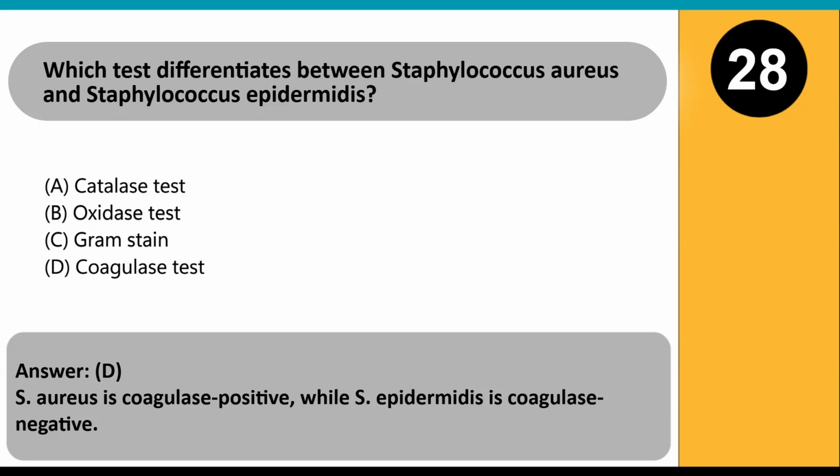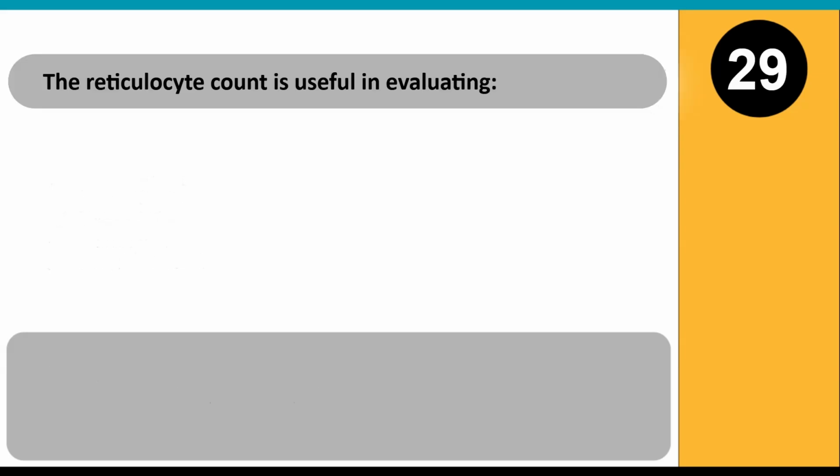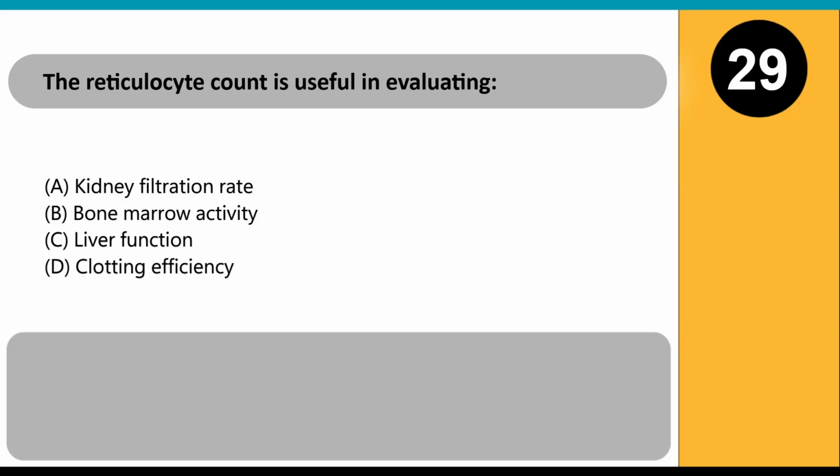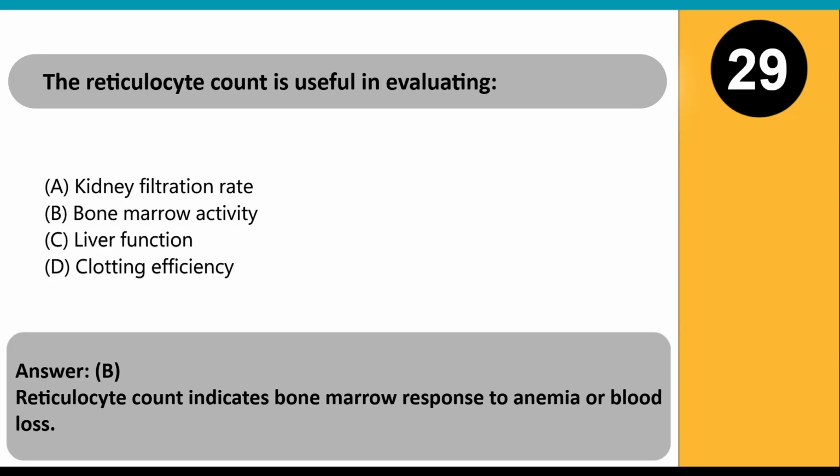epidermidis is coagulase negative. The reticulocyte count is useful in evaluating A. Kidney filtration rate. B. Bone marrow activity. C. Liver function. D. Clotting efficiency. Answer B. Reticulocyte count indicates bone marrow response to anemia or blood loss.